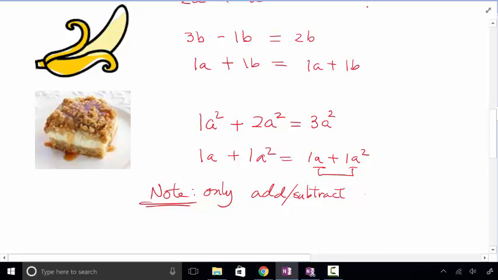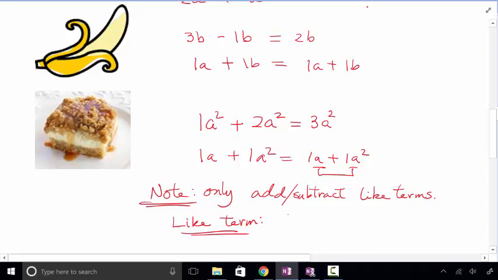Okay. Now I'm going to call it like stuff, right? Apples with apples, like things, right? Bananas with other bananas, like. Okay? Apples with apple squares with other apple squares, like. Okay, so like terms. So let's define what like terms are.